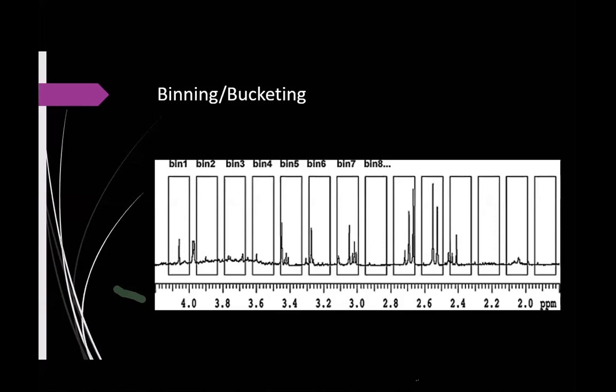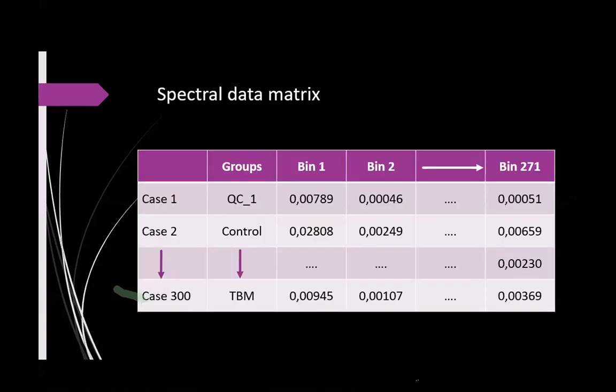But before you give it to the stats expert, you need to normalize it. Normalization is important because you have to account for systematic errors such as dilution effects. Normalization in NMR is either relative to the internal standard, or relative to the total spectrum intensity. So that's part of the spectral processing method. And you would then create this. This is an example of a spectral data matrix. I'm simplifying it as much as possible.